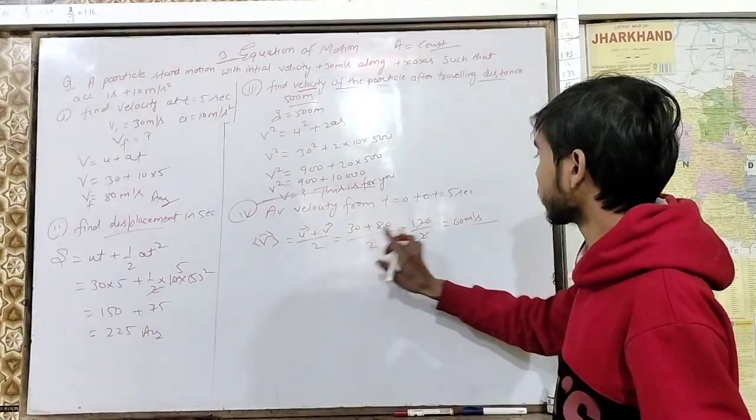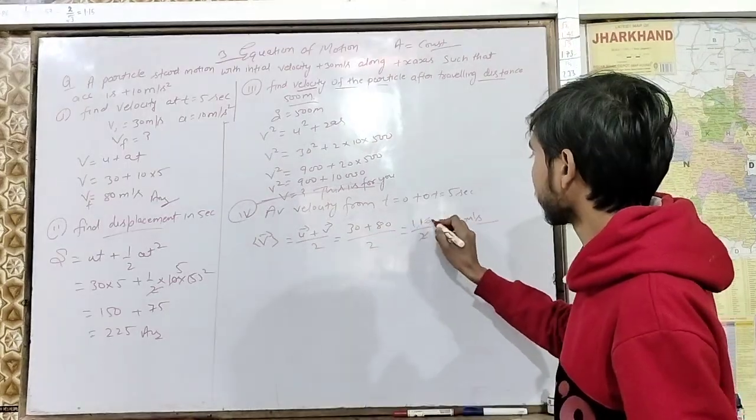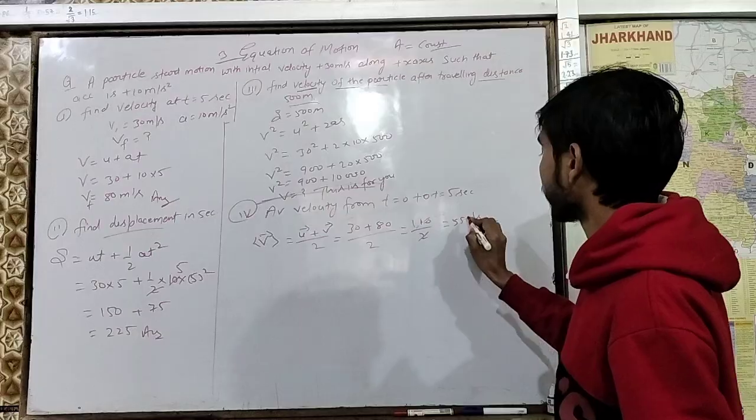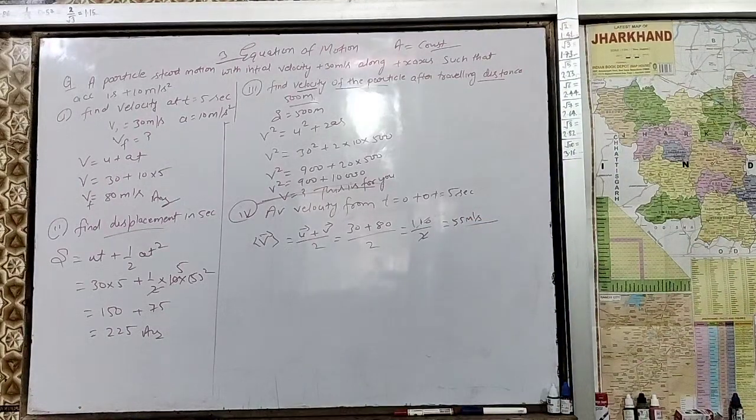Remember 110, so this will be your 55. This is the first option.